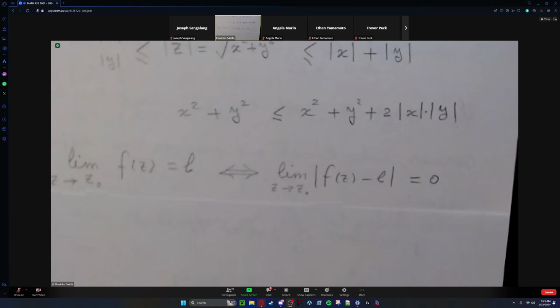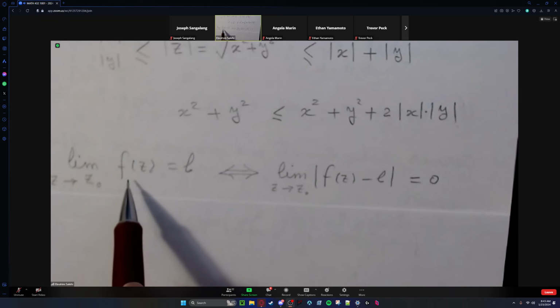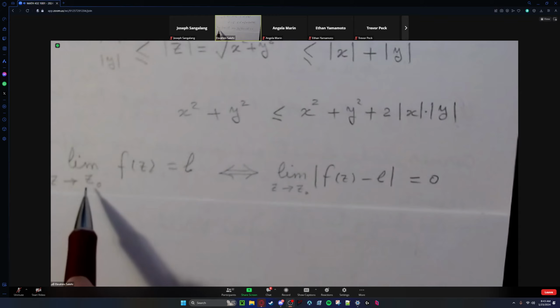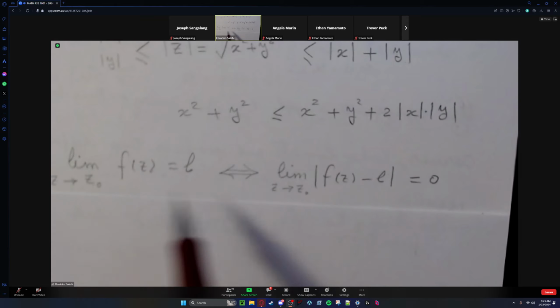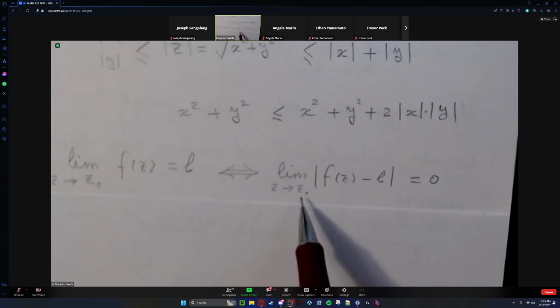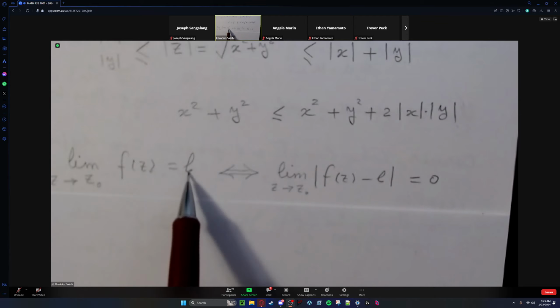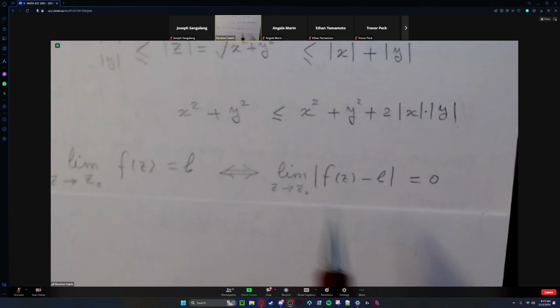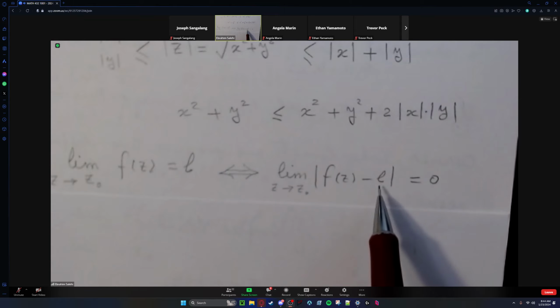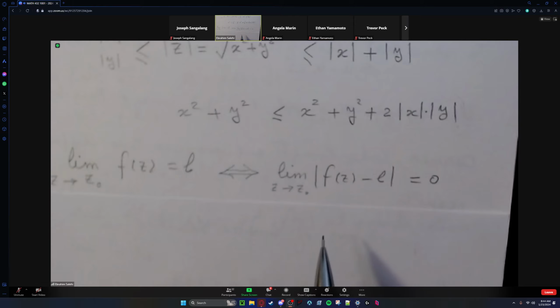When we say the limit of this function, as z approaches z naught, is a complex number L, this is equivalent to saying that the limit of the difference between these two is 0, right? This is very crucial to know. So when we say the limit is L, it's the same as saying the limit of the modulus of f of z minus L is 0. All right.